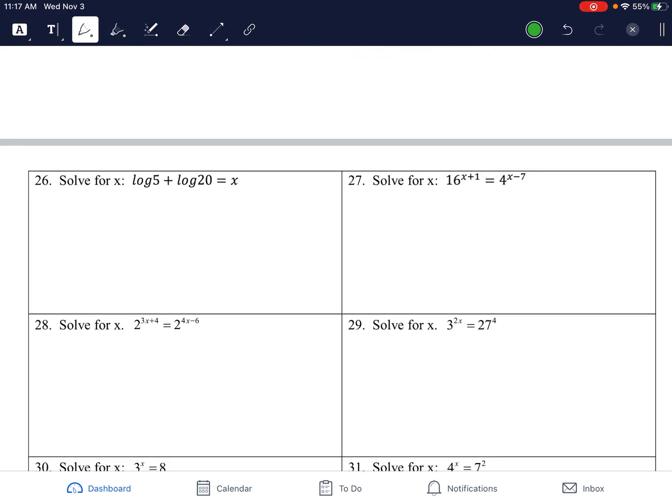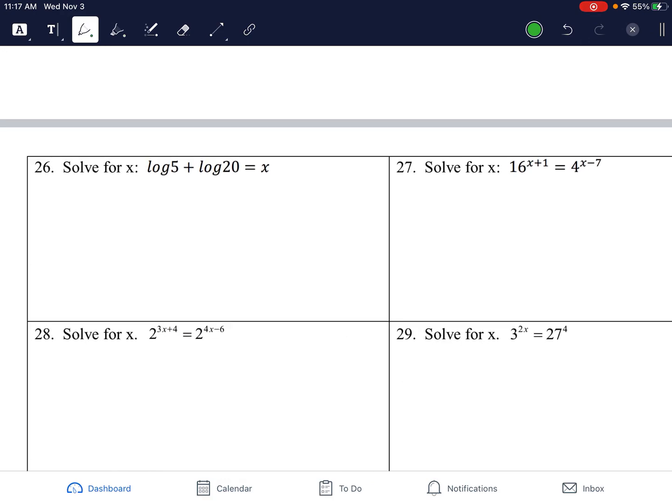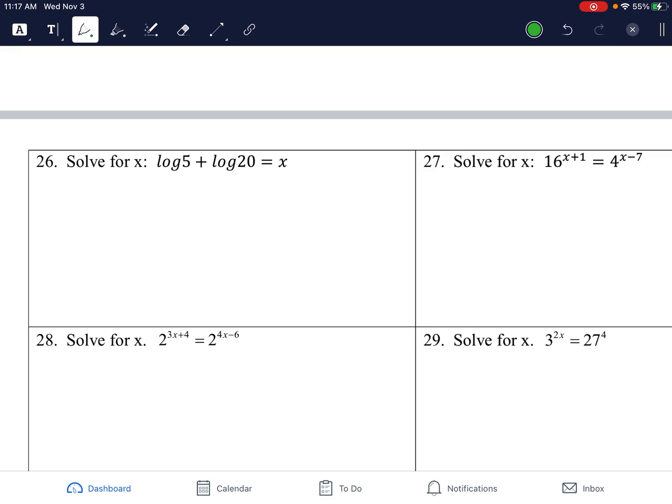For 26, this is a combination of two of the things we did above. We're combining logs, and then we're solving using logarithmic equations to turn into an exponential, and then solving for x. So we have 2 logs here. Since we're adding, we're going to combine them, and the 5 and the 20 will multiply. So we have log of 5 times 20 equals x.